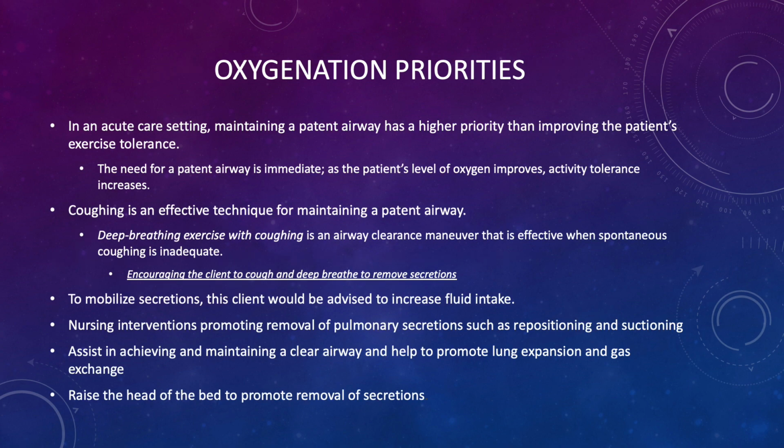Okay, so priorities of oxygenation. From an acute care perspective, we need to always maintain a patent airway, right? It's the ABCs. It's the highest priority in order to promote and improve the patient's tolerance to do most things. Remember, just the act of eating requires a lot of exercise tolerance, because most COPDers that eat, we have to give them small little tiny snacks, 6 to 8 of them, because we can't power through being able to take those breaths in between.